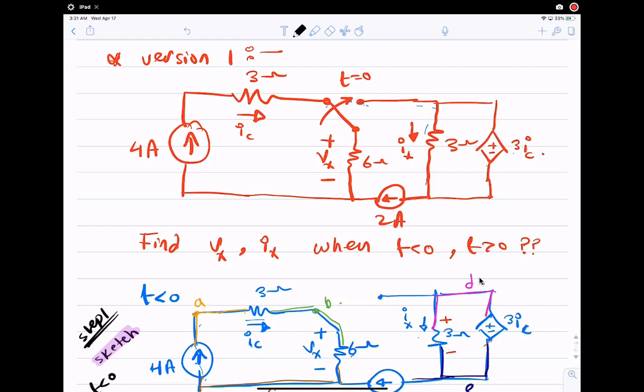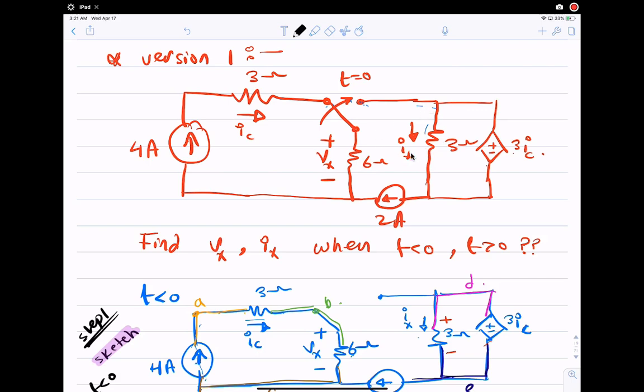Hello, I'm excited today to take this nice example. It will cover all the three videos that we talked about: parallel, series, switches, and the bag of tricks. So, if we look at this example, there's a switch, and he asked me to find Vx and Ix.